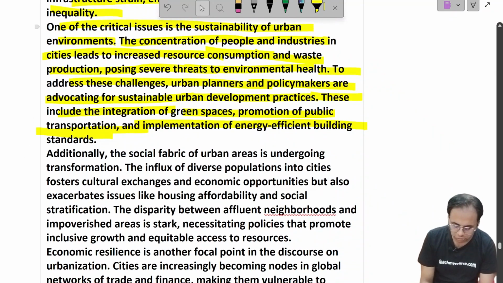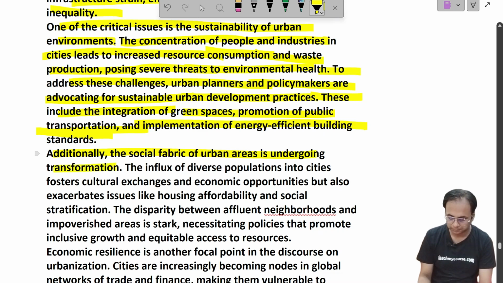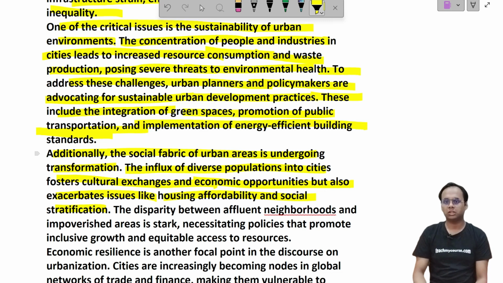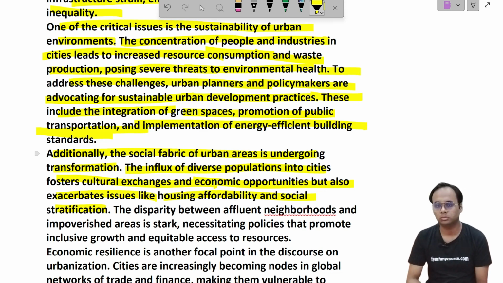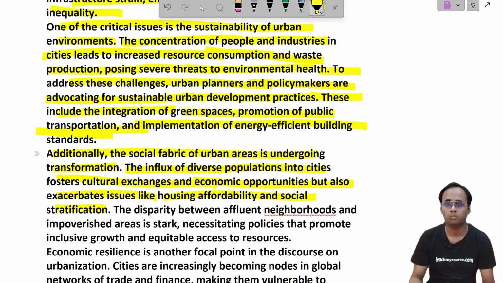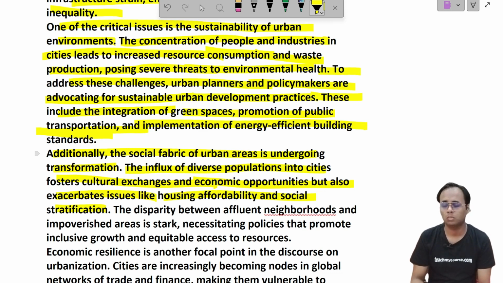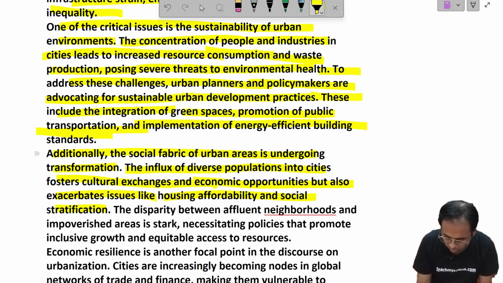So these are some of the measures, like green spaces, public transport, and energy efficient building standards. Additionally, the social fabric of urban areas is undergoing transformation. The influx of diverse populations into cities fosters cultural exchanges and economic opportunities, but also exacerbates issues like housing affordability and social stratification. A lot of population is coming into the new cities which are offering a lot of jobs, like Gurgaon, Noida, Bangalore, Pune, Chennai, Hyderabad. So these are the cities in India that are under a lot of pressure. People once they come there do not want to go to other places.